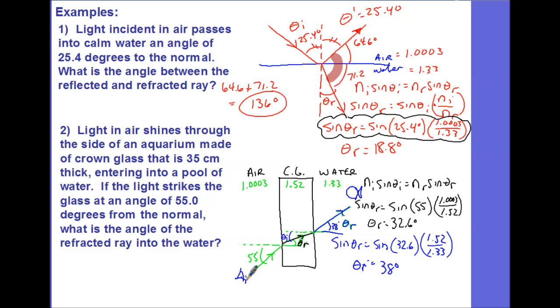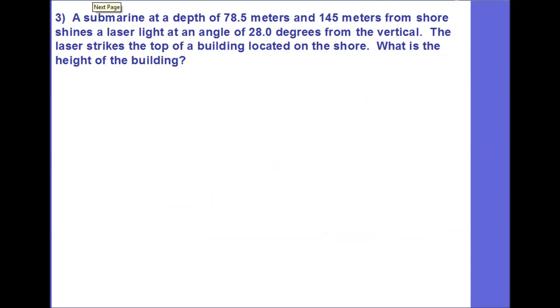Okay, and I have one more problem for us to look at here. A submarine at a depth of 78.5 meters and 145 meters from the shore shines a laser light at an angle of 28 degrees from the vertical. The laser strikes the top of the building located on the shore. What is the height of the building? So if you're ever in a submarine and you need to determine the height of a building along the shore, this might be a way to do it.